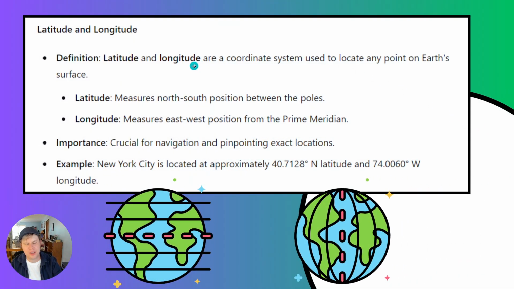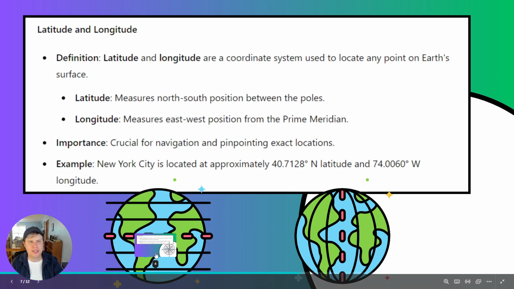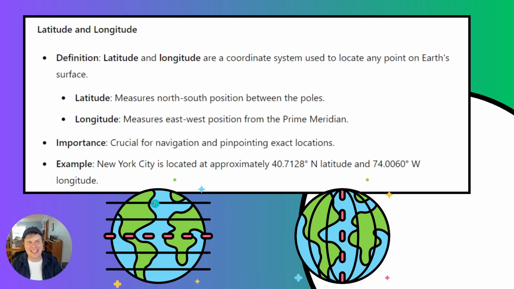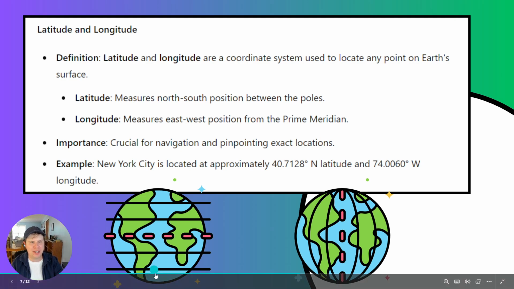Latitude and longitude are sometimes difficult concepts for people, but they are a coordinate system used to locate any points on Earth's surface. Latitude measures north to south position between the poles. So we've got the poles up here. We've got these lines of latitude. I always remembered latitude in school by thinking latitude flat, or flatitude, which is not a word, but for some reason always helped me remember it.